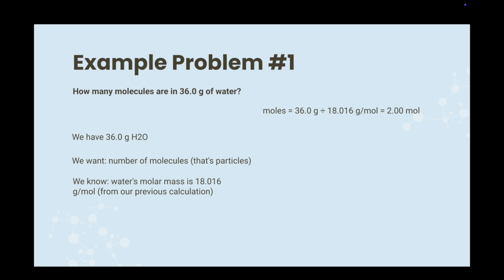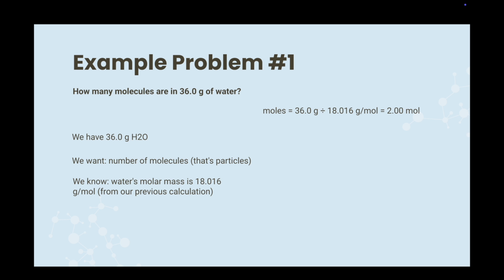And step 2, we need to plan our route. We need to go from mass to moles to particles. So we'll need 2 equations, mass to moles, then moles to particles. So we first convert mass to moles. Moles equals mass divided by molar mass. So moles equals 36 grams divided by 18.016 grams per mole, which equates to 2 moles of water.